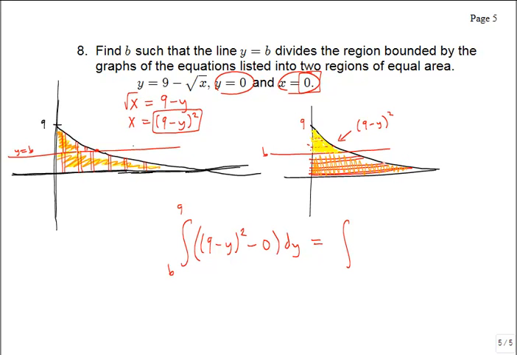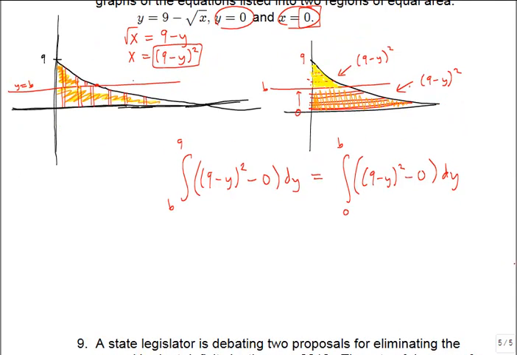Well, again, on the right, it's always on this curve, which in terms of y's is 9 minus y quantity squared. And on the left, it's always that y-axis, which is when x is 0. So that part of the integral is the same, but the bounds are different. This time, the bounds for y start at a height of 0 and go up to b. So here my bounds would be from 0 to b. So we want this top area to equal this bottom area, and we're going to set them equal to each other and figure out what that b would have to equal.